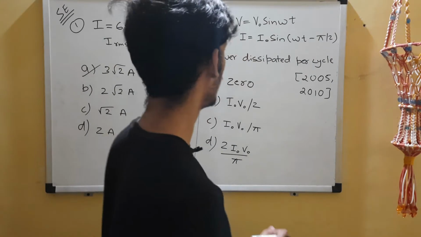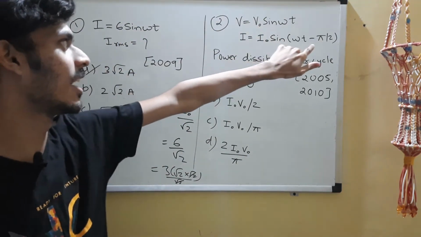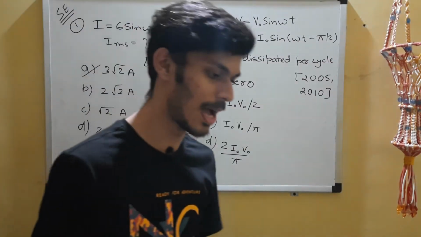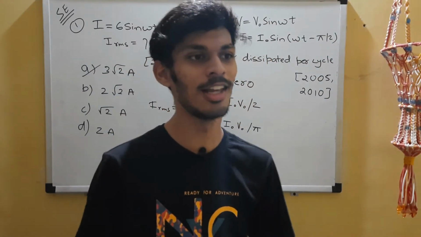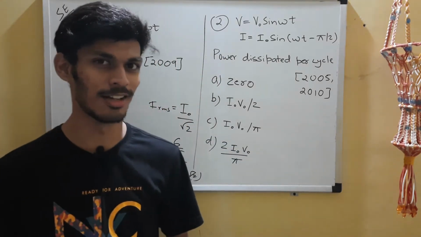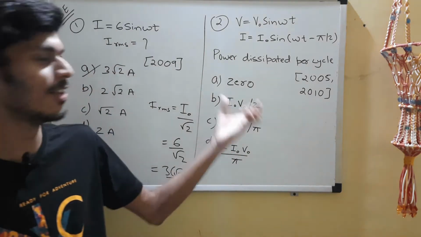If you see, it is an inductive circuit, a purely inductive circuit. Current is lagging the voltage by pi by 2, by 90 degrees. So it is a purely inductive circuit, and there won't be any power dissipated over a cycle. It will be 0.